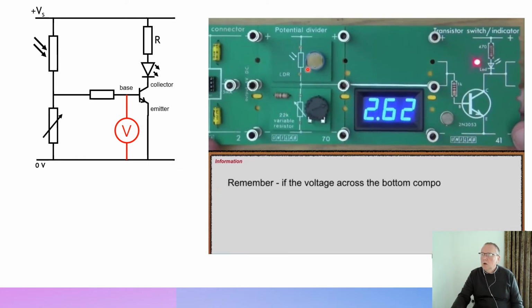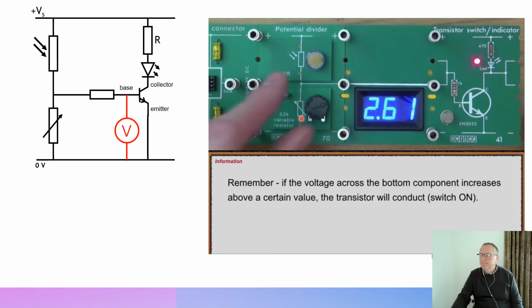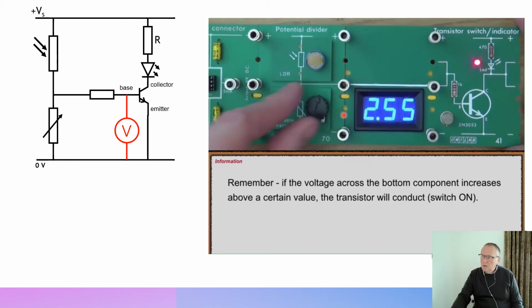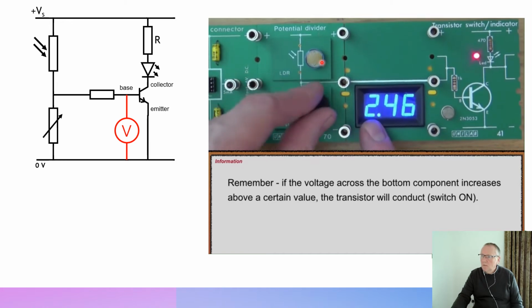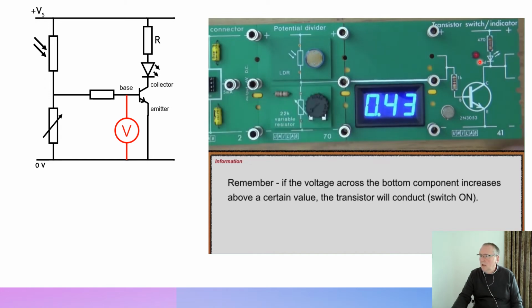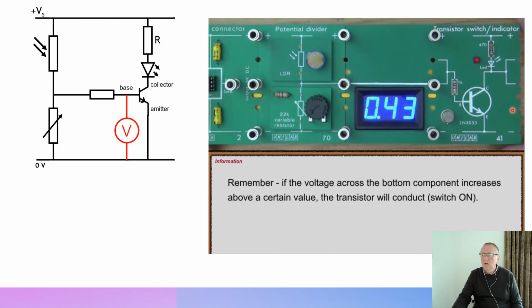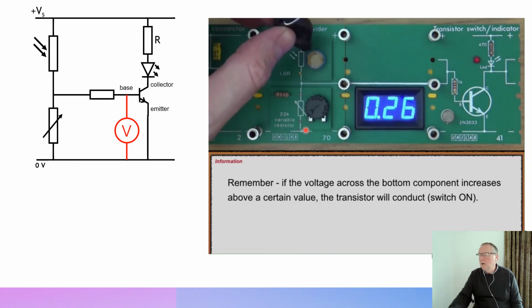So LDR at the top, variable resistor at the bottom. And remember, it's the voltage across the bottom component that we're actually monitoring. It's this voltage here. So we're not actually measuring or monitoring the voltage across the LDR. I'm just adjusting it so that the LED's off, so the transistor's not conducting at a certain light level. And that's actually what the variable resistor is used for. It's for controlling at what light level or darkness it would switch on.